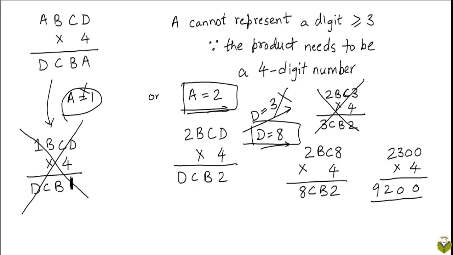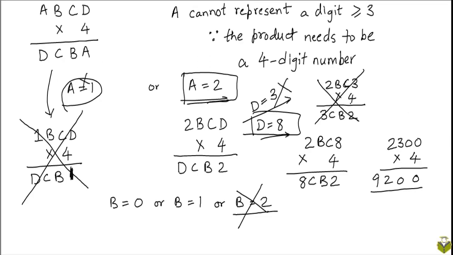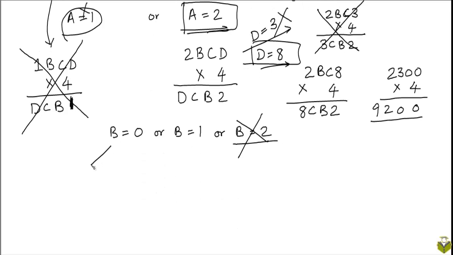So that means B can either be a 0 or a 1 or a 2. In fact, B cannot even be equal to 2 because we already put A as equal to 2. So even this option is eliminated. So let's work with these two possible values for B. Suppose we go with B equal to 0. Then substituting B equal to 0, we get 20C8 times 4 is 8C02.